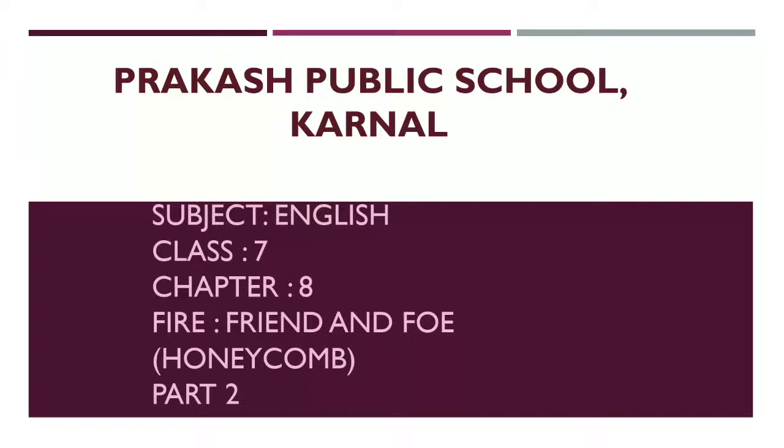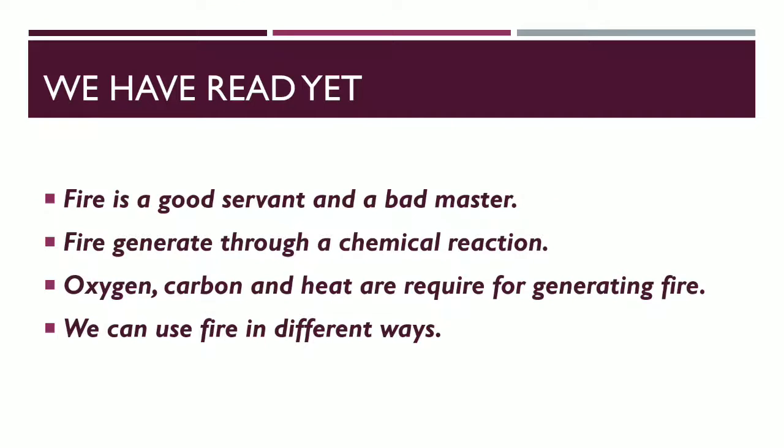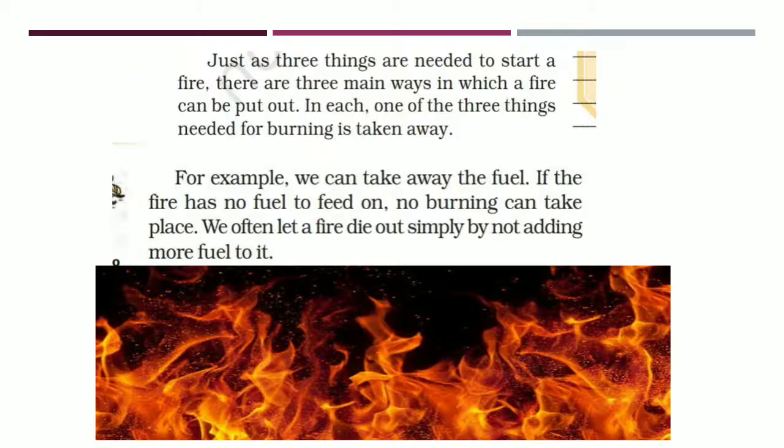Dear students, as you know, we have started chapter number 8, Fire, Friend and Foe, and today we will continue with this chapter. So let's talk about the chapter. We had read that fire is a good servant and a bad master, and fire is generated through a chemical reaction, and oxygen, carbon and heat are required for generating fire, and we can use fire in different ways.